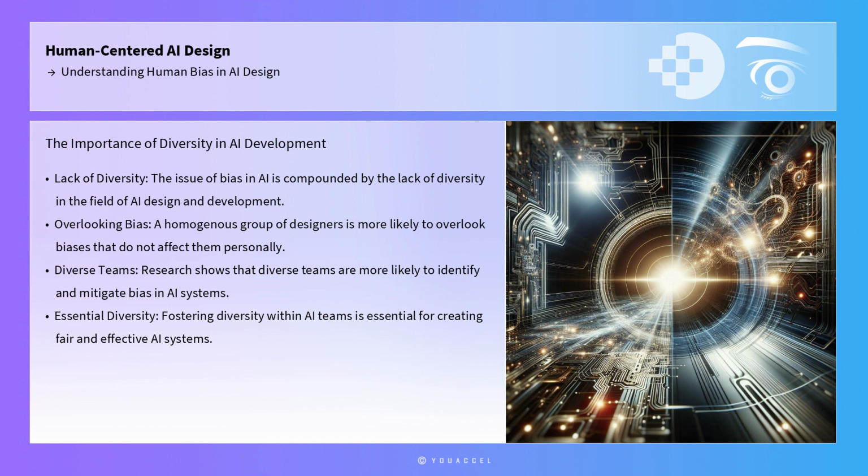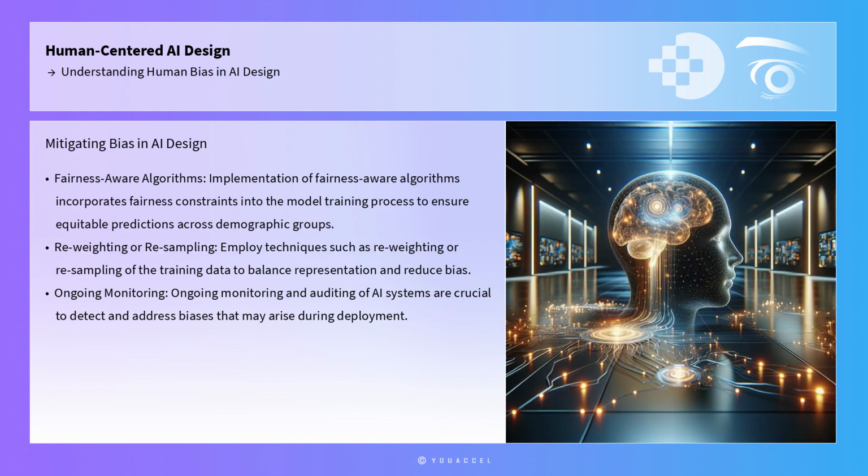The issue of bias in AI is compounded by the lack of diversity in the field of AI design and development. A homogeneous group of designers is more likely to overlook biases that do not affect them personally. This is supported by research showing that diverse teams are more likely to identify and mitigate bias in AI systems. Therefore, fostering diversity within AI teams is not only a matter of social justice, but also essential for creating fair and effective AI systems.